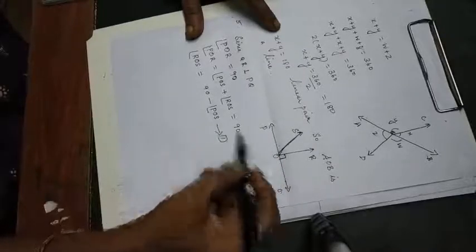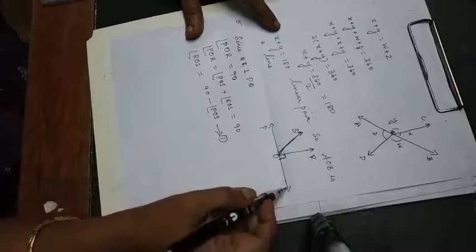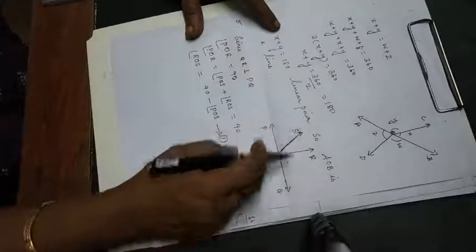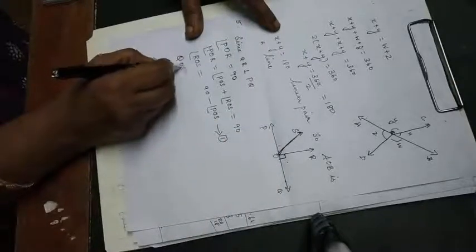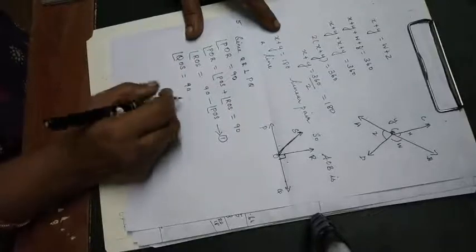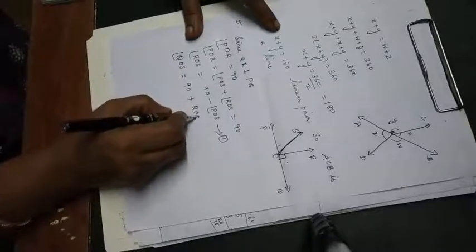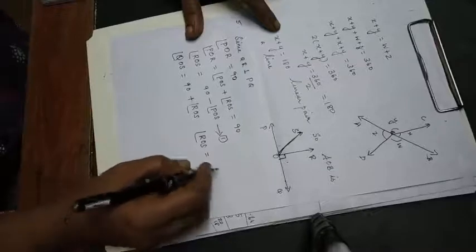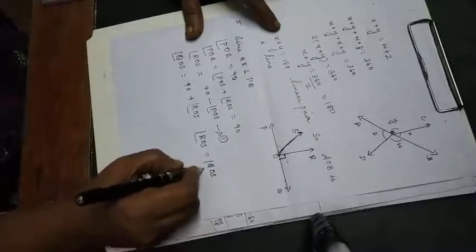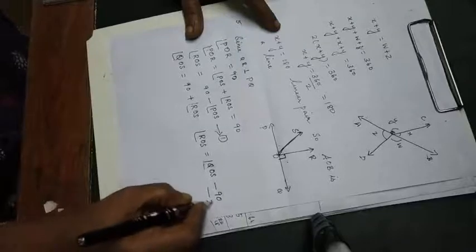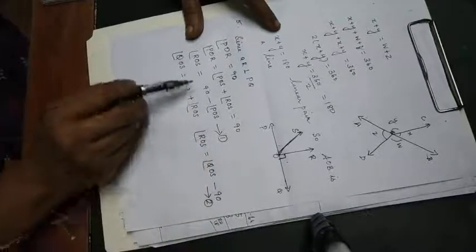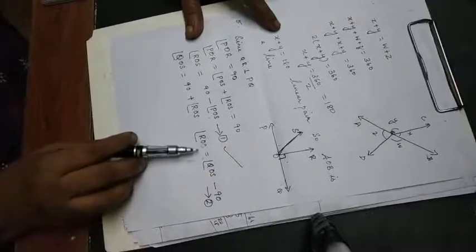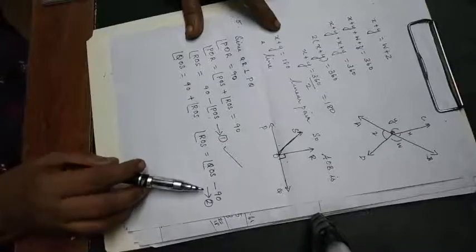Now take next one, that is QOS. In terms of POS and QOS we need. So QOS, how will you write? 90 plus ROS is equal to QOS. QOS equal to 90 plus ROS, or ROS is equal to QOS minus 90. That is the second equation. Okay, first one we got ROS is equal to 90 minus POS. Second equation we got ROS is equal to QOS minus 90.